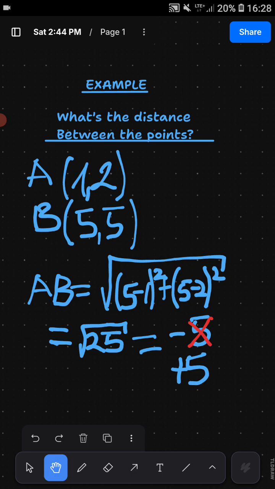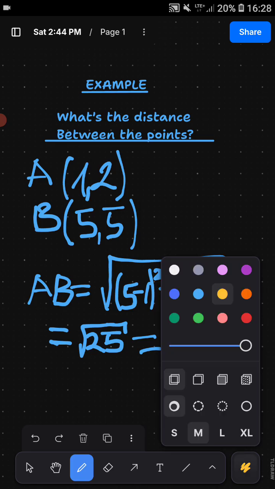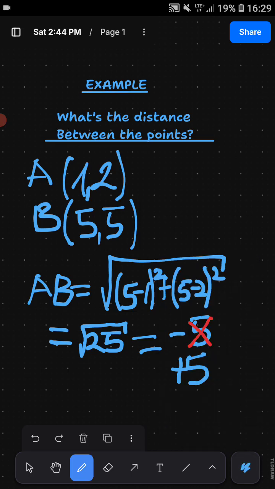or minus 5. Now notice a distance cannot be negative, okay? A distance is not negative, and that is why our answer finally is positive 5. So we choose this and reject this. So the distance formula is the Pythagoras theorem in disguise.